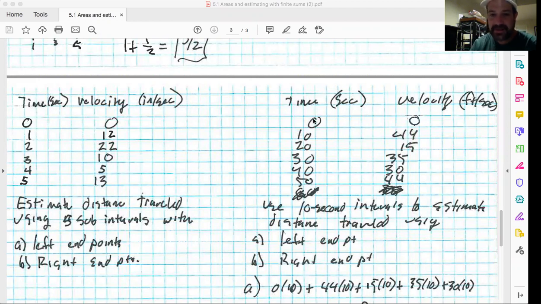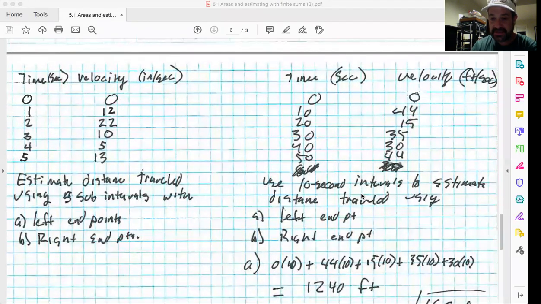This is basically saying that at time 0, the velocity is 0. So we could have the ordered pair (0, 0). Same thing, time 10, velocity 44, so we could have (10, 44). Then (20, 15), (30, 35), (40, 30), (50, 44). So what we're doing is using 10-second intervals to estimate the distance traveled.